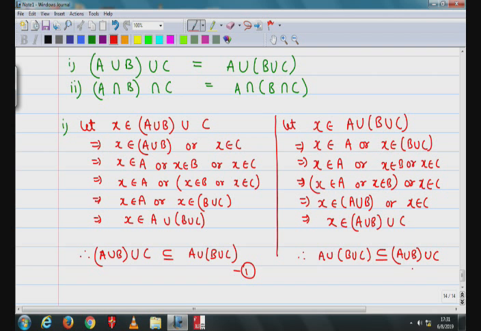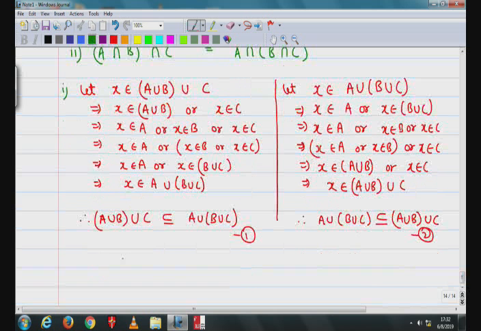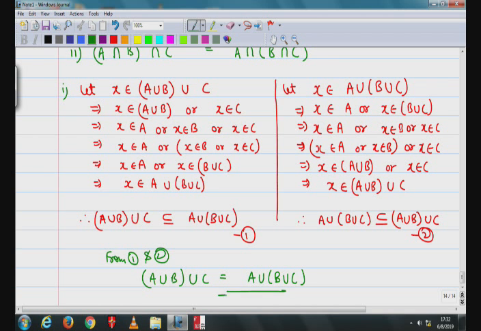This is the first equation, this is the second equation, right? Now both are subsets of each other, so from the first and the second we can say A union B union C is equal to A union B union C. This is the answer. And this is the same algorithm we are following. We are proving both of them are subsets of each other, and then we are saying that both of them are equal.